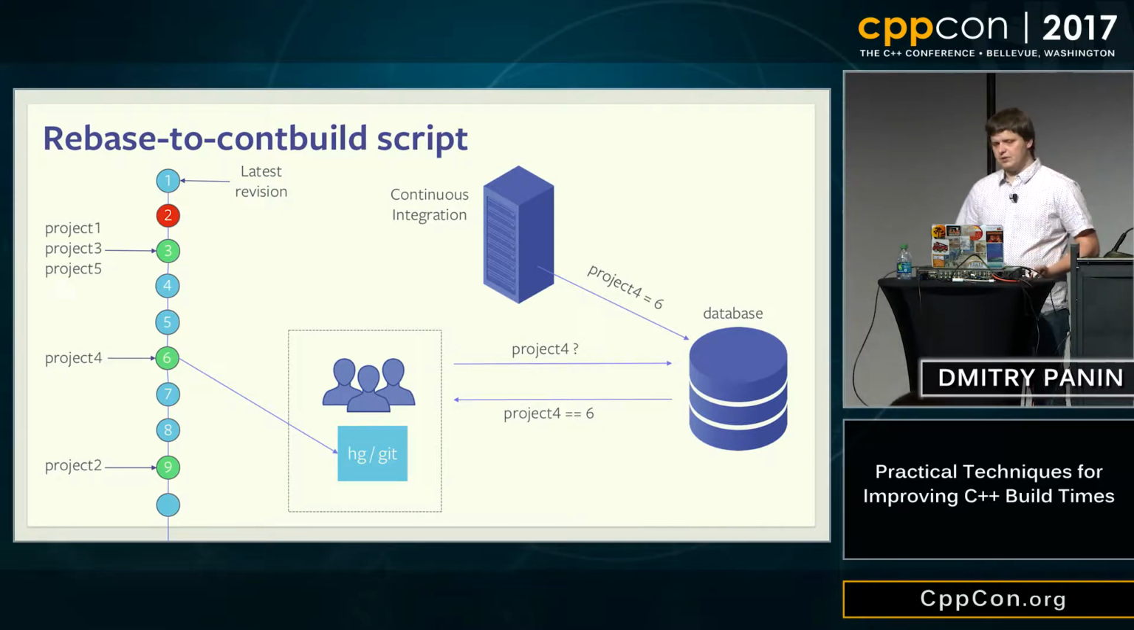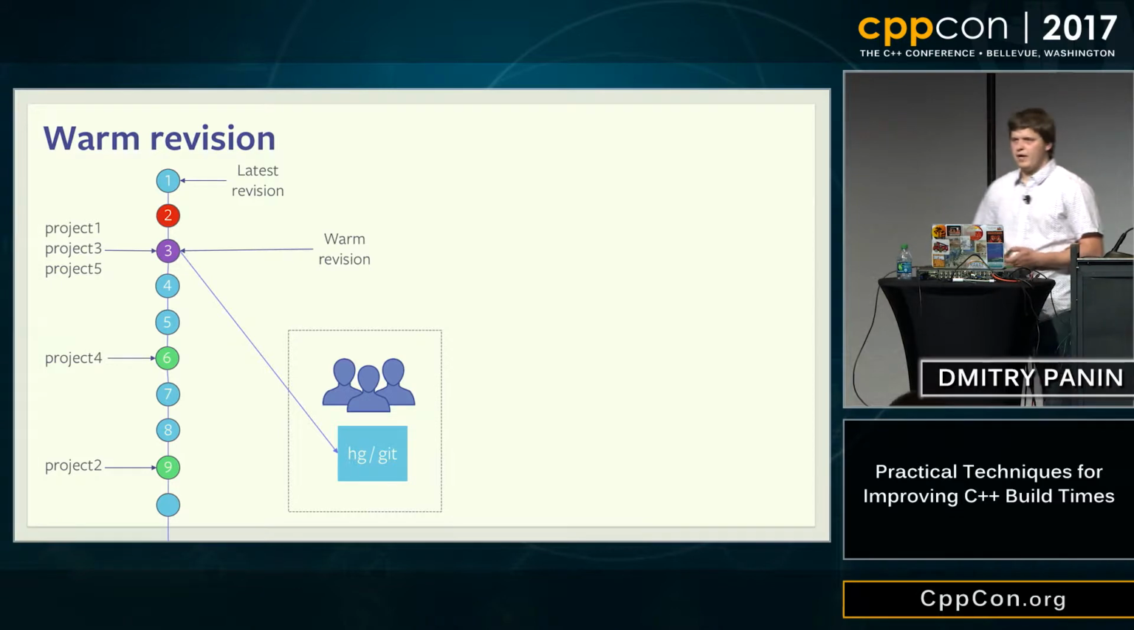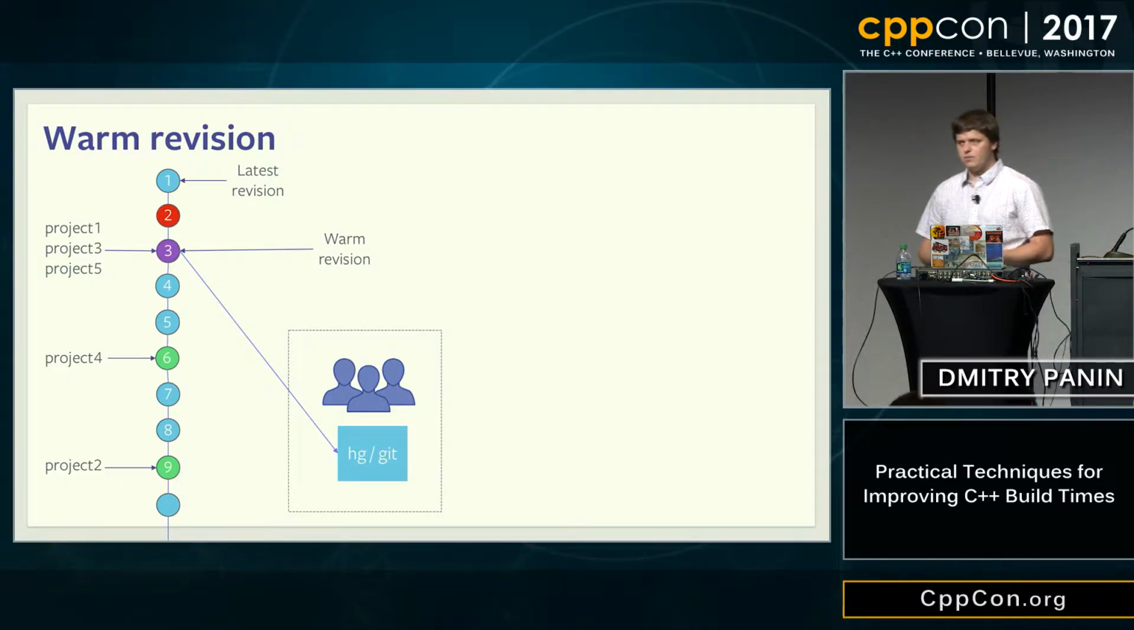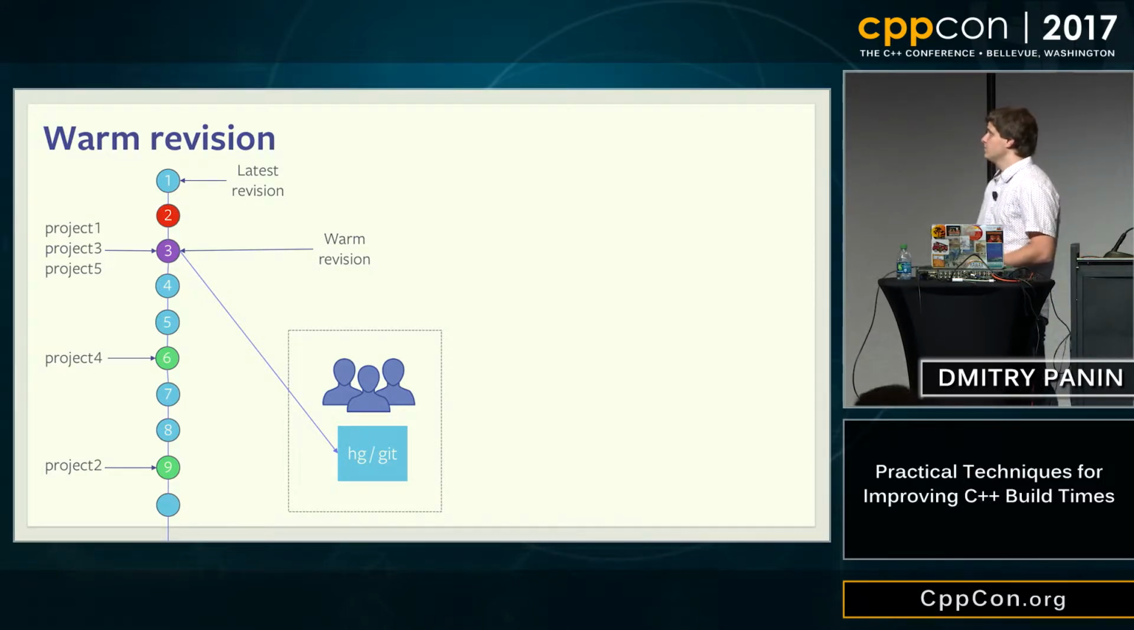So we built another mechanism. We call it warm revision. The idea is that once enough cached builds are populated for a specific commit, we will mark this revision as warm. And then the source control client will use that by default. We have our own wrappers on top of the source control client, so we can inject any functionality we want there. And it works quite well.